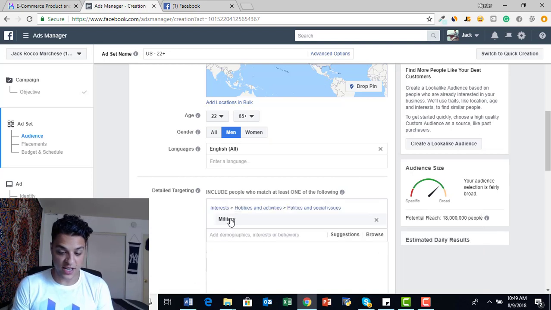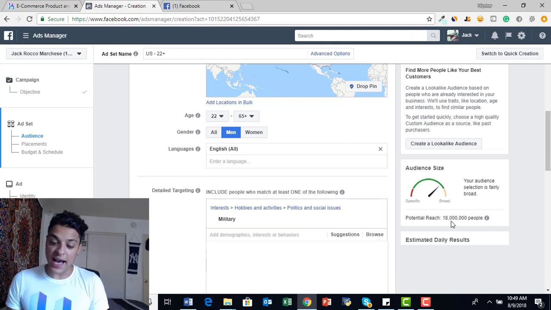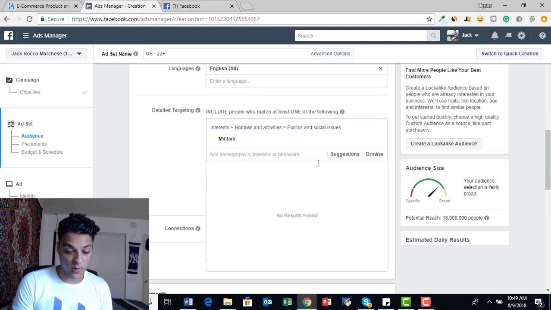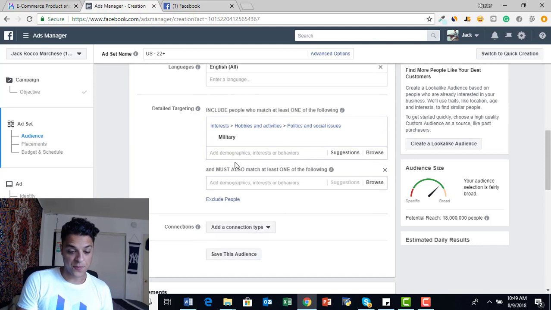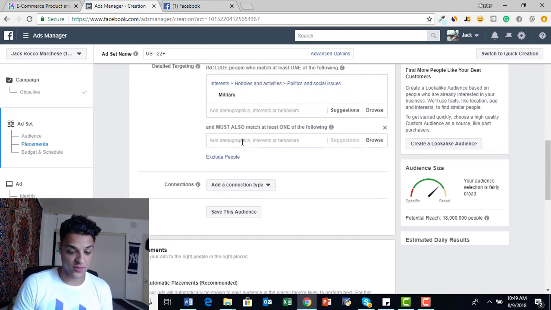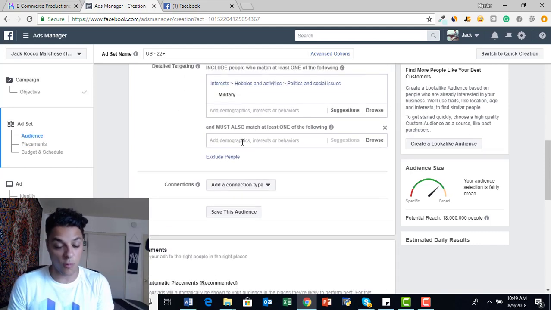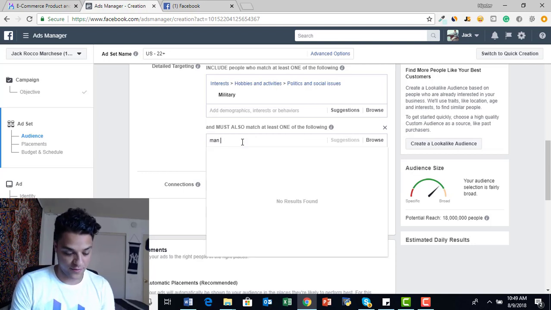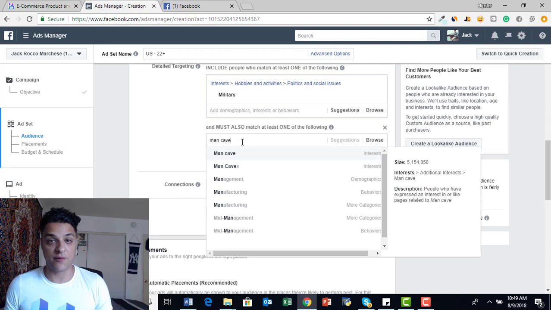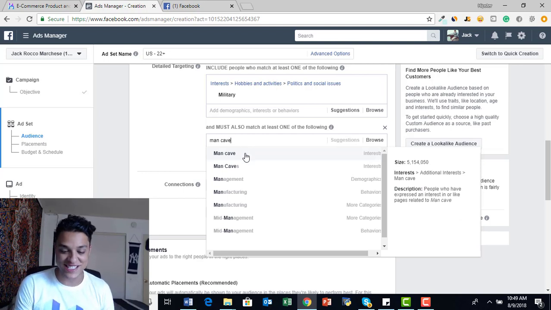So we hit the military. They're going to actually calculate how many new people would be interested. Now you can see it went to 18 million. Still a little high, but it's not bad. But we're also going to want to add another interest now. So we're going to go to this section right here where it says "and must also match at least one." So that means we're going to type man cave. So people who showed an interest in man cave or products to put in their man cave. So that actually is an interest.